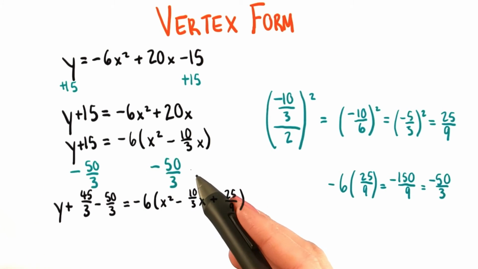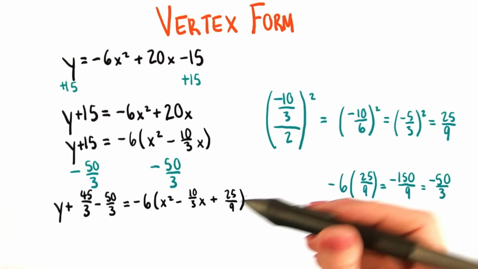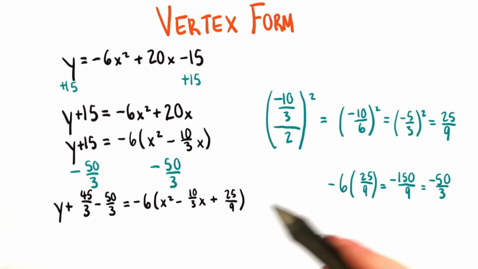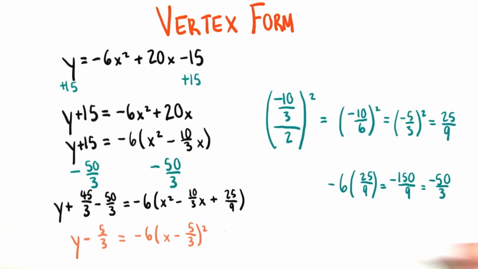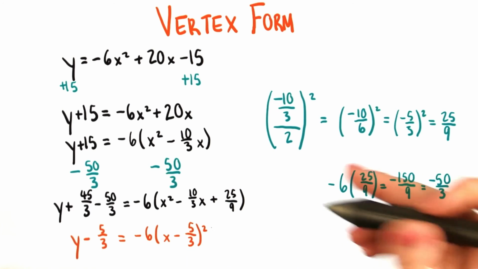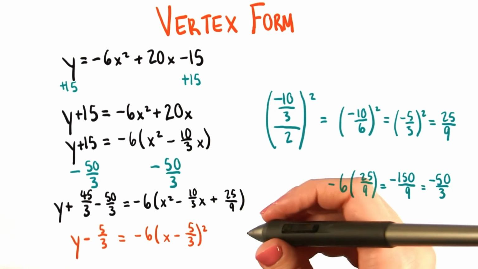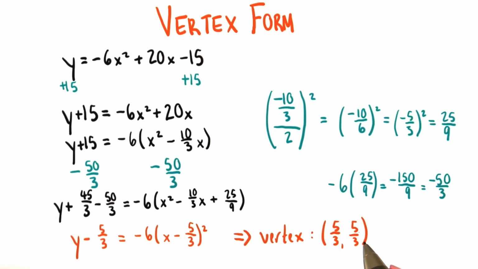Once I subtract 50 over 3 from both sides, all we need to do is simplify or modify it so that we get it into vertex form. Our final equation in vertex form then is y minus 5/3 equals negative 6 times (x minus 5/3) squared. Where's our vertex then? Well, we can read it off. It's at the point (5/3, 5/3).